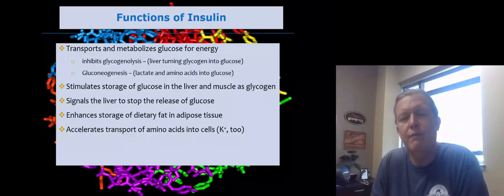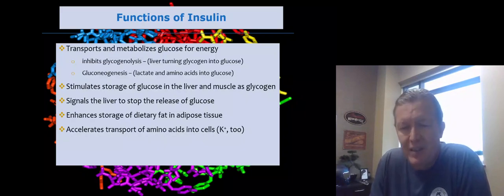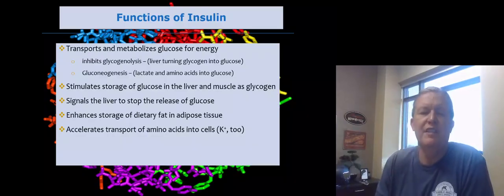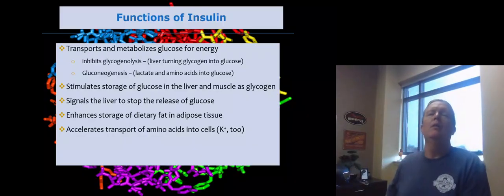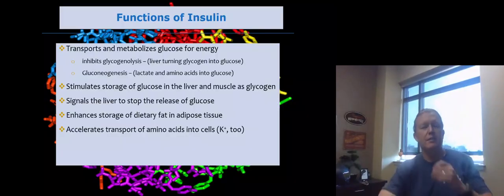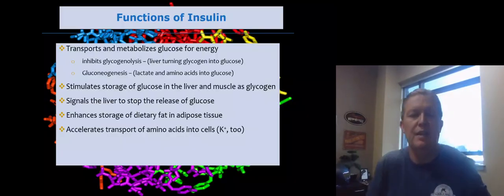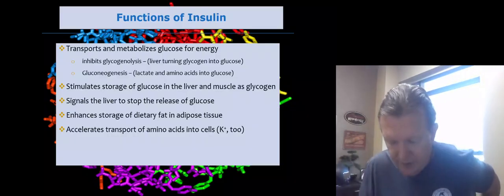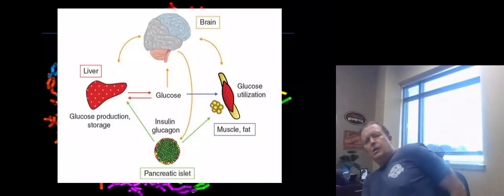If you remember from our conversation earlier about electrolytes and fluids, potassium mainly lives inside the cell. When potassium needs to get into the cell, there has to be insulin to facilitate that movement. So insulin facilitates the movement of potassium into the cell, as well as amino acids for protein and DNA synthesis.